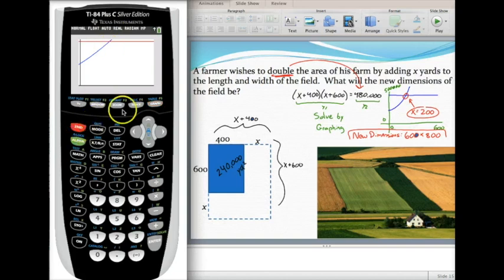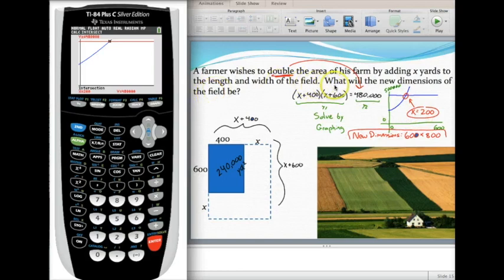So hit second and trace if you forgot where to find intersection. Option 5 is what I want. It's going to ask you 3 questions. You can just go ahead and, if you want to trace, although my cursor is way off the screen right now, if you want to trace and get close to that intersection point, you can. Otherwise, just hit enter 3 times for first curve, second curve, and guess, and it'll find you your intersection point. So the solution to this is x equals 200. I should be adding 200 yards onto my field.